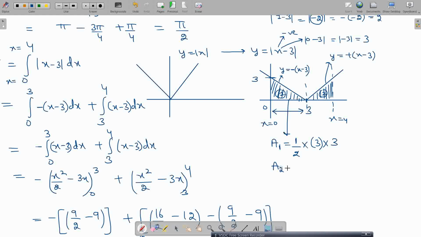Then we have area 2, which is half into base. Now the base is 3 to 4, which means the distance is 1 unit, times height. Now the height is again this point, 3, so this is 9 over 2, and this is 3 over 2. So what is the total area? A1 plus A2, so that means 9 over 2 plus 3 over 2, right? Not 3 over 2, I think I made a mistake.